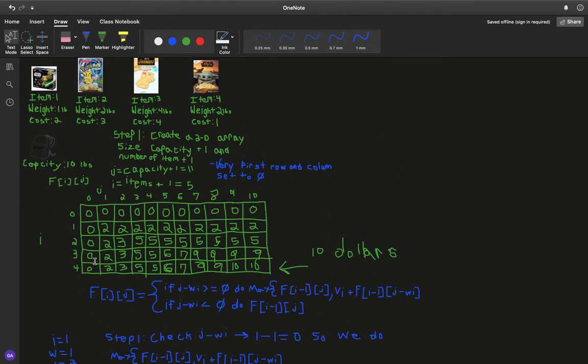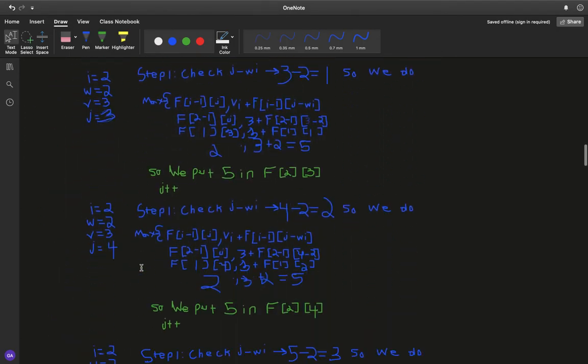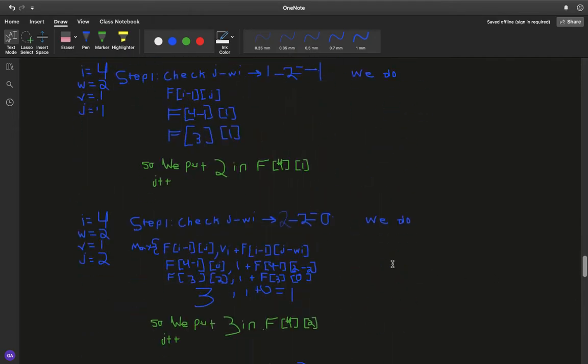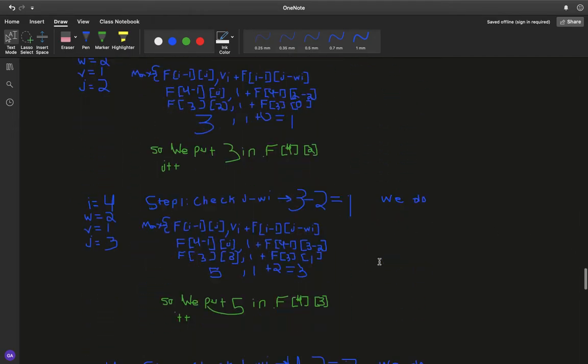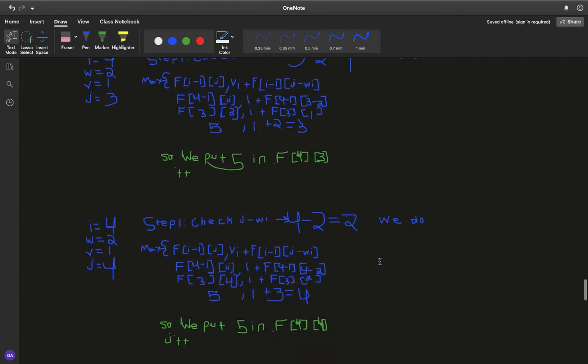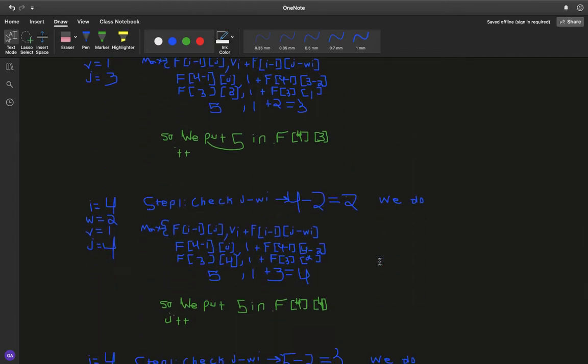Yeah, so as you can see here, right here you go. f sub 4 of 2 is 3. Whoa, no, my bad. f sub 4 of 3 is 5. Yeah, so now we increment j. j is now 4, my bad. So 4 minus 2 is 2.